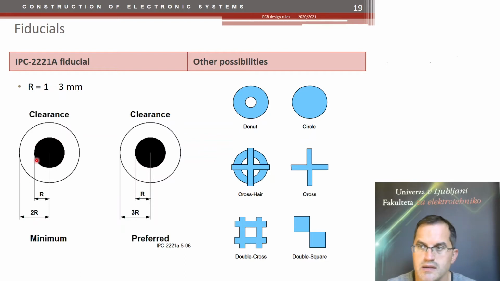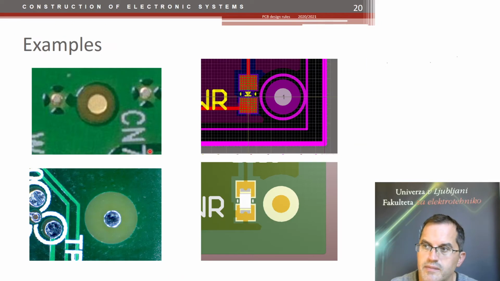So this is a pad, which is metallized, or it has a surface finish. And then there is a solder mask around, and this is the gap in the solder mask. And these are the minimum and the preferred dimensions according to the IPC standard. And the fiducial looks like that. So you see the surface finished pad and the solder mask opening here. And this is where it has quite a high contrast, and this is how the machine can see it.